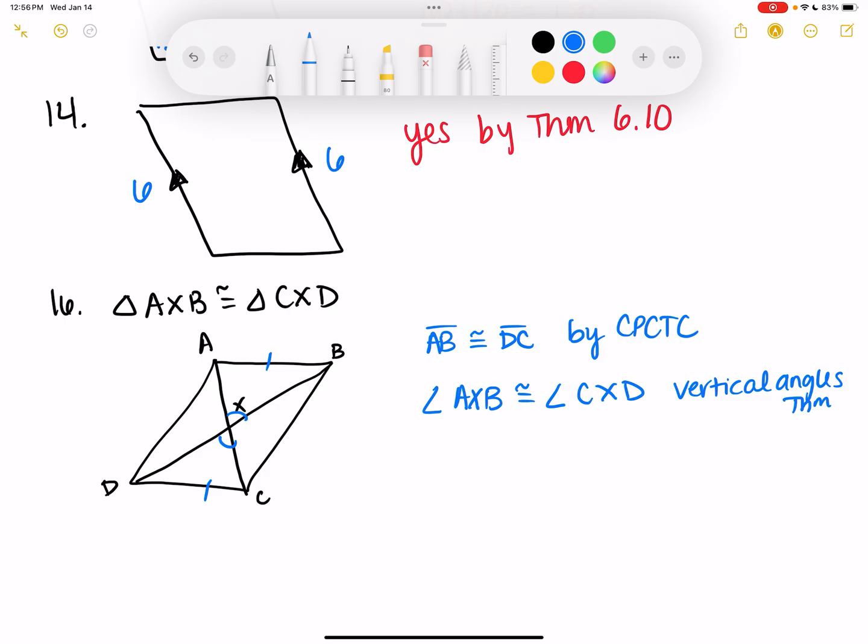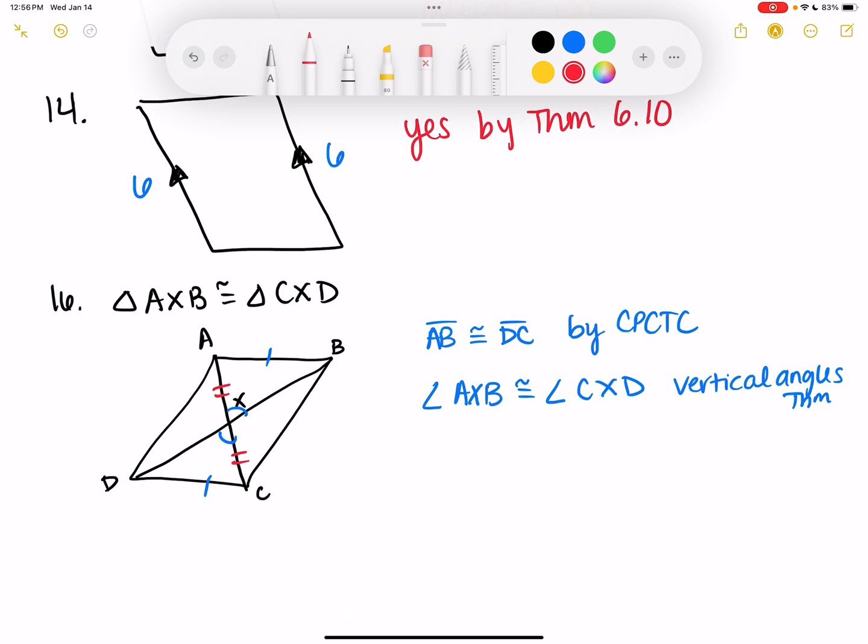By CPCTC, then would you also agree that AX has to be congruent to CX by CPCTC? Yes. Okay, so AX is congruent to CX. So I really didn't need the AB is congruent to DC, but since y'all were on that track, I just let you go with it. So I would want to say AX is congruent to CX and BX is congruent to DX by CPCTC.